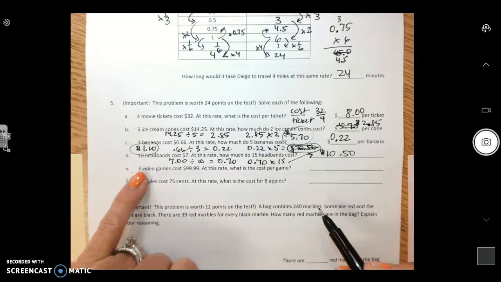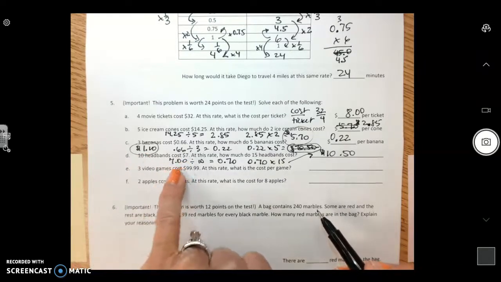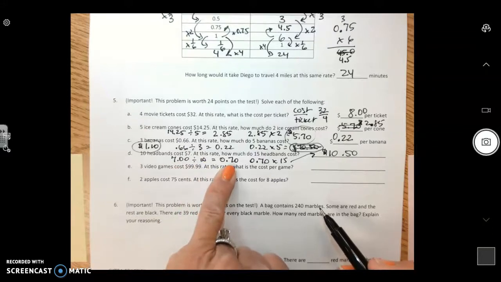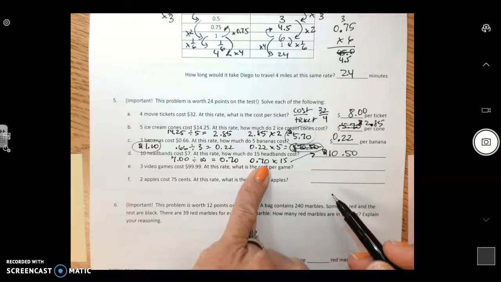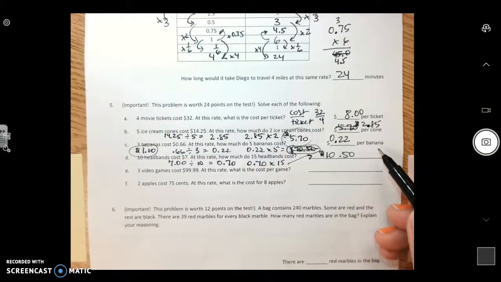Then the next problem we did, we had headbands that cost $7 for 10. We divided the $7 by 10 to find out the price for one, 70 cents for one, but we wanted to buy 15 of them, so we multiplied 70 cents times 15, and we got $10.50.